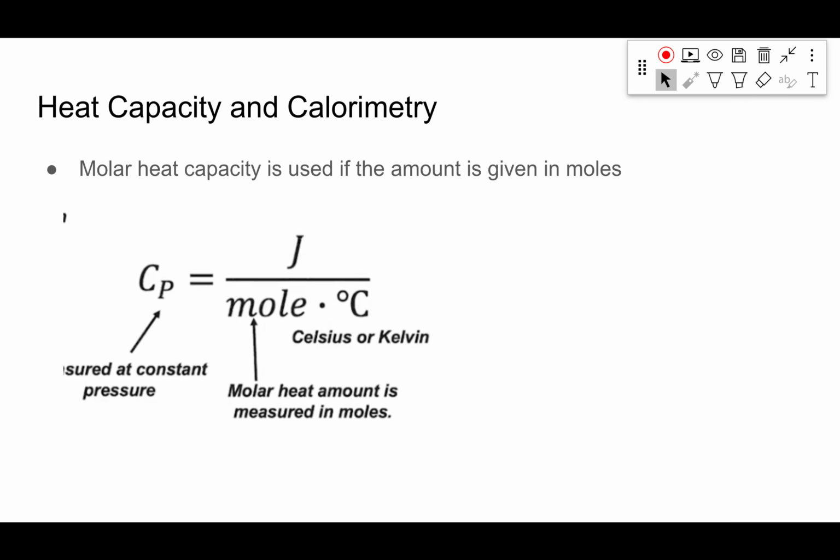There's also something called molar heat capacity, and it is in essence the same type of setup, except it's going to be joules per mole times degrees Celsius or Kelvin. There are different ways that AP will have us solve for the molar heat capacity. You're typically going to see that specific heat capacity in grams.